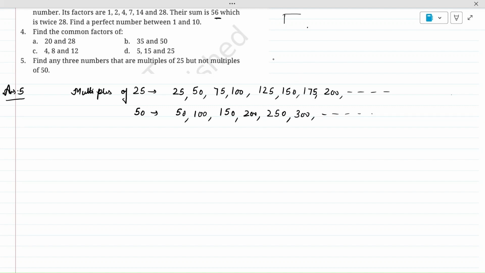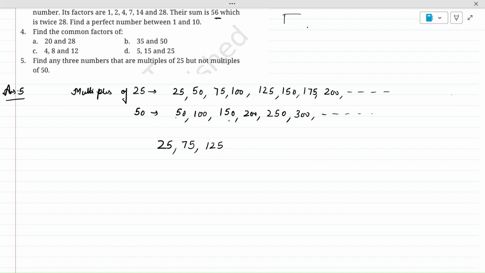Now what is asked here is we have to find any three numbers that are multiples of 25 but not multiples of 50. So if I compare here, first number is 25 itself. It's a multiple of 25 but it is not a multiple of 50. 50 is coming in both, so we have to ignore it. Then we have 75. 75 is a multiple of 25 but not of 50. Okay. Next is 150, which is multiple of both. And here it is 125. So this 125 is a multiple of 25, but it is not a multiple of 50. Okay. So this is very easy.